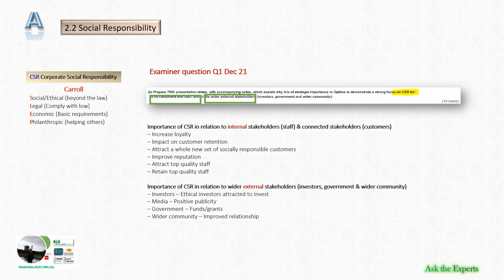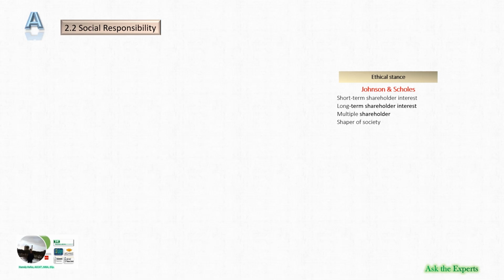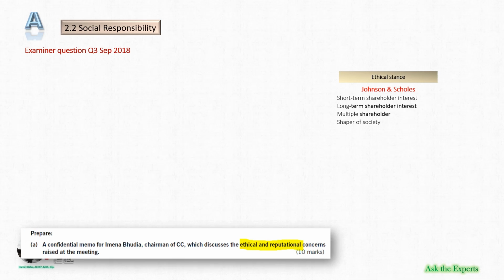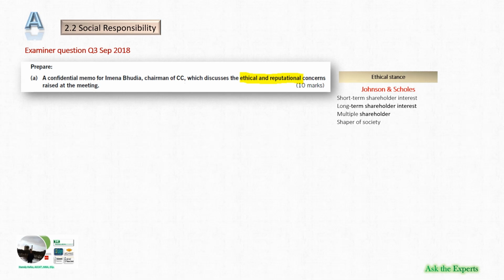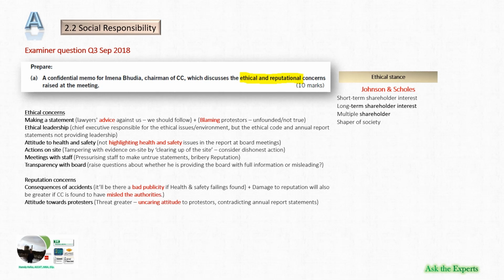Another case study is question number 3 in the September 2018 exam. The question discusses the ethical and reputational concerns that were raised at the meeting. Please read the case scenario carefully, and try to discuss the ethical and reputational concerns specifically mentioned in the case, not the general concerns. Here are some important points you could build your answer on.